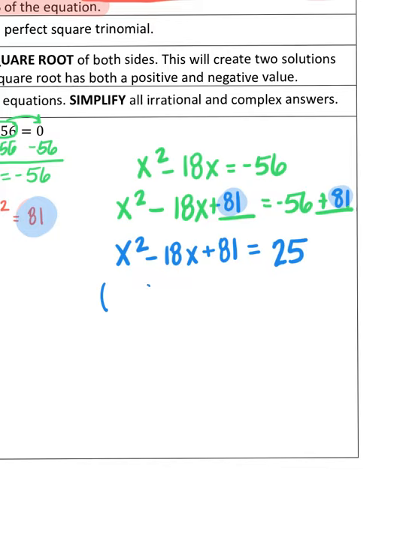This is where we take our two parentheses. We're going to factor this side. This side's going to stay the same at 25, okay? So what two numbers multiply to give me 81 and add up to 18, or negative 18? Well, negative 9 plus negative 9 is negative 18, and negative 9 times negative 9 is 81.